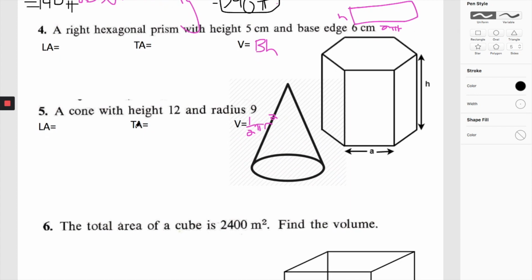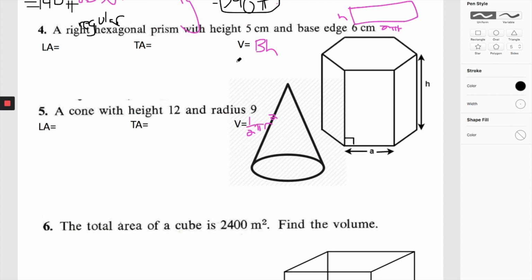Anyway, right hexagonal prism with height 5 and base edge of 6 centimeters. Again, we're going to assume that this is regular, a regular base, because it's possible you could have a right prism where the sides are different lengths. It's just the angle where the lateral edges are meeting are still right angles. So we're assuming it's regular so that we can actually figure out the area of the base and use formulas.